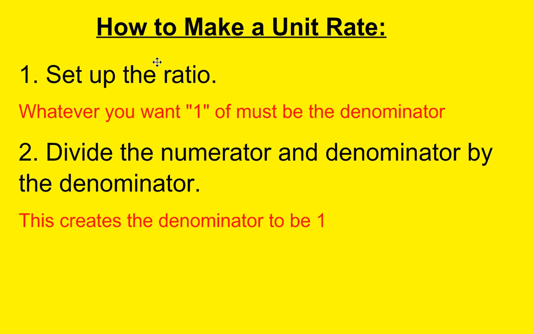How to make a unit rate. The first thing we're going to do is set up the ratio. Whatever you want 1 of must be the denominator. And then you're going to divide the numerator and denominator by the denominator. This is going to create the denominator to be 1.